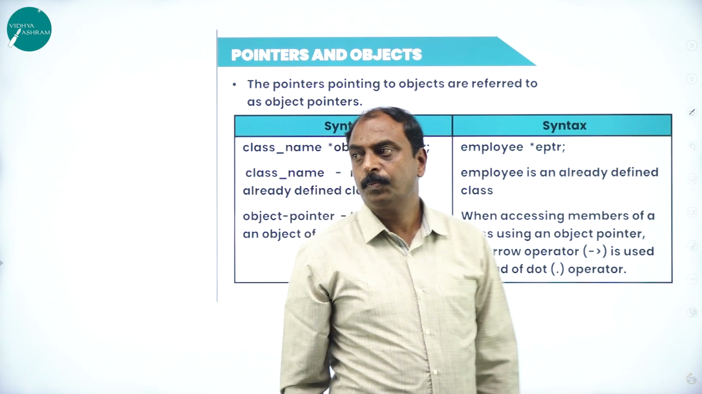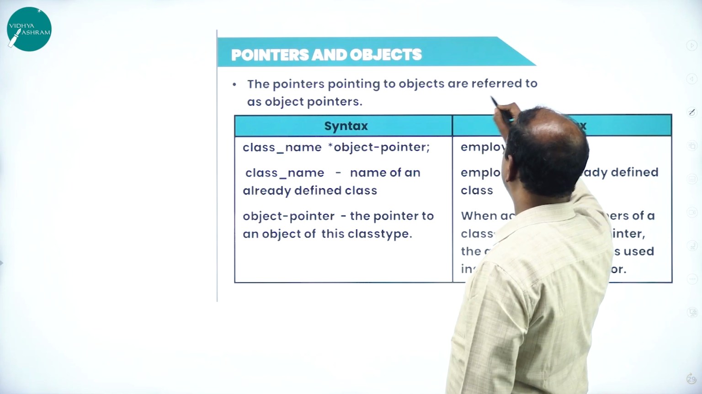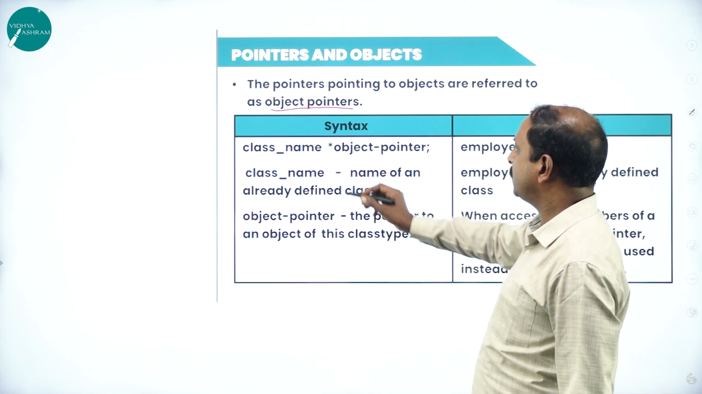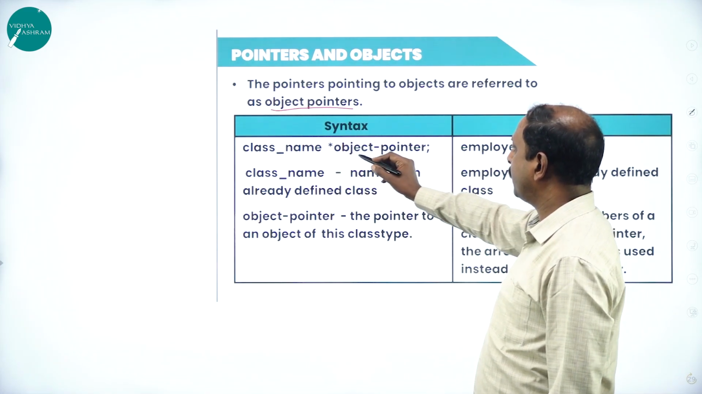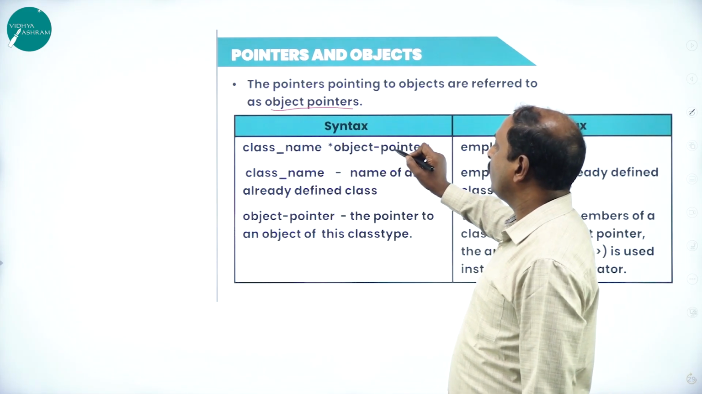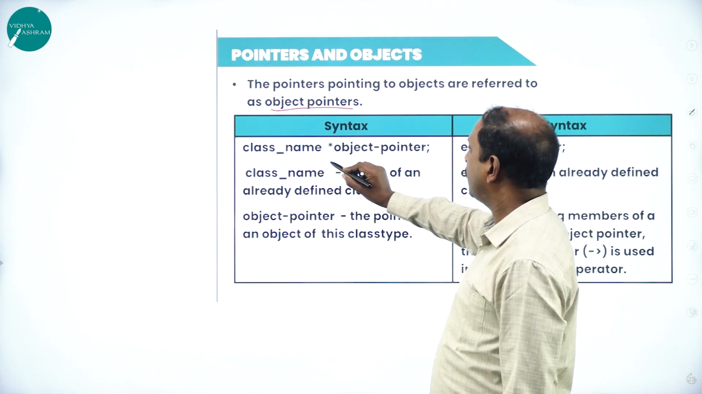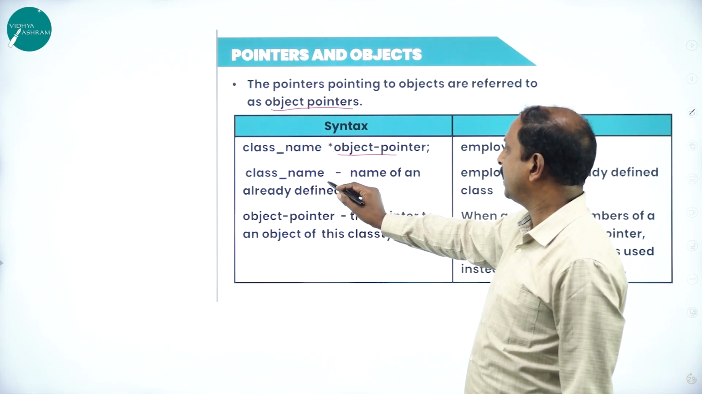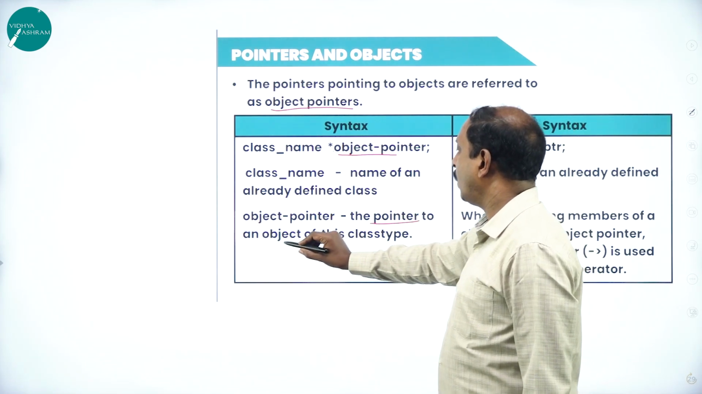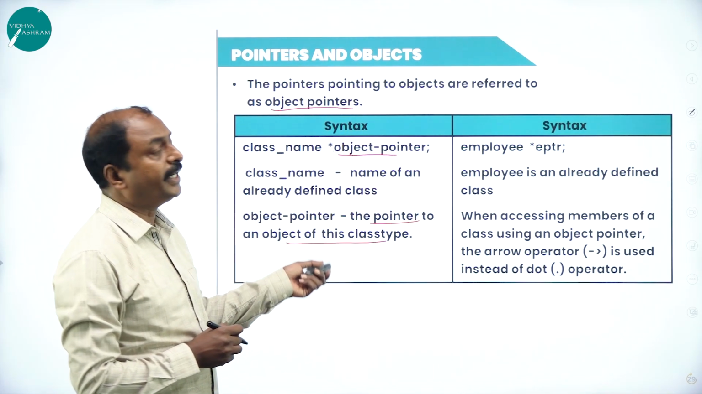Next concept is pointers and objects. Here, pointers that point to objects are referred to as object pointers. Look at the syntax now: class name, space, object pointer. Now you know how to create an object of a class: class name, space, variable name. So it is an object. But here it is class name, space, star or asterisk, object pointer. Class name is the name of a class and object pointer is the pointer to an object of this class type. So this is classes, pointers and objects.